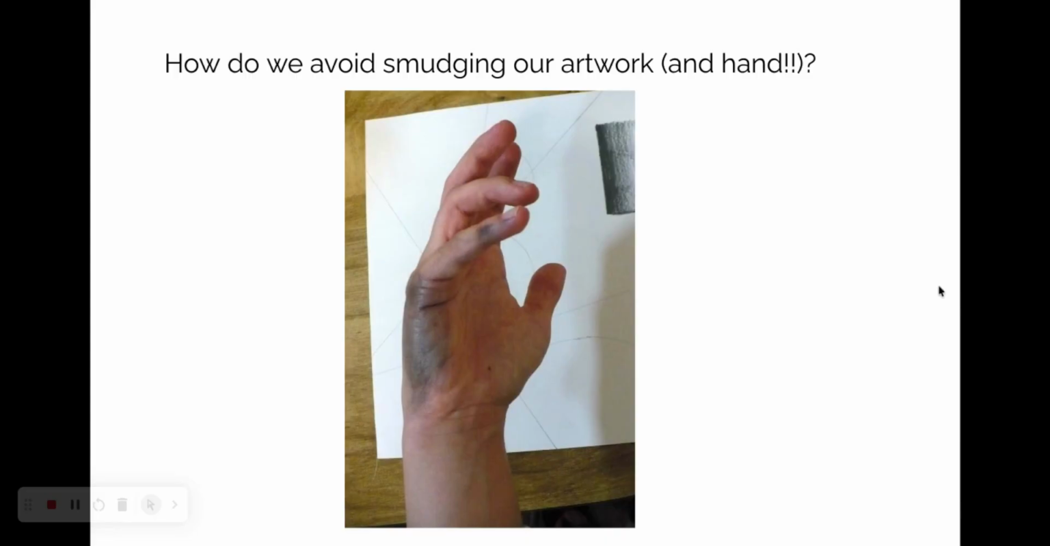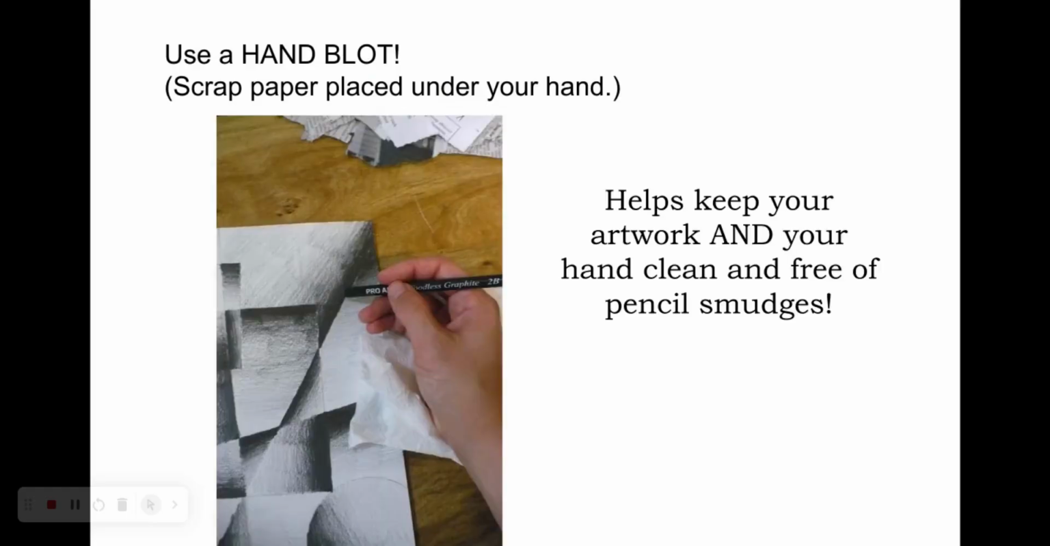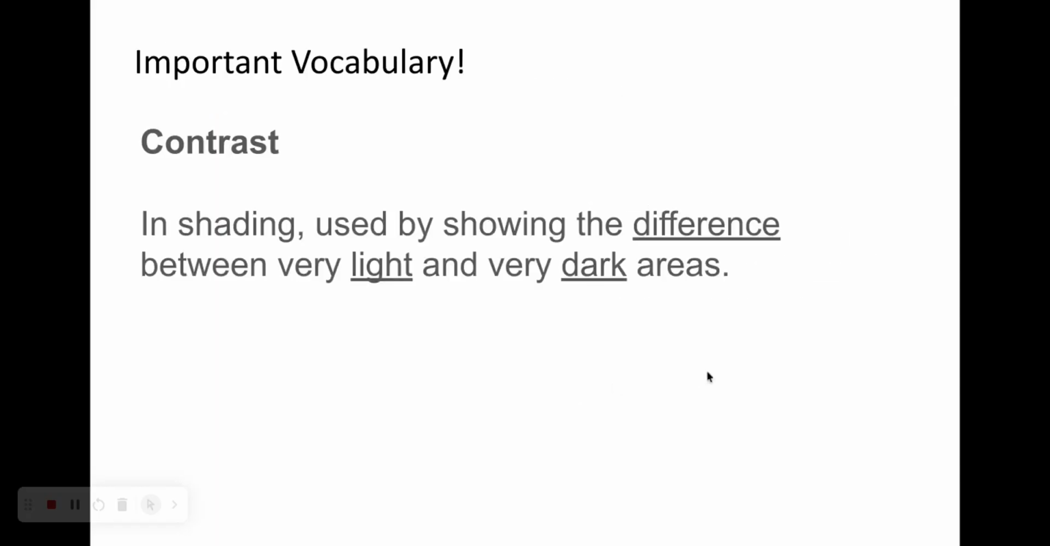Now, when you're shading, we really want to avoid smudging our artwork by accident because that makes our work look much more dirty. So we want to use a hand blot. This is a piece of scrap paper placed under your hand. Just like you see here in this photo, I'm shading this dark area. And so by using a hand blot, it helps keep the artwork and your hand clean and free of pencil smudges. That means you don't have to go back in later and try to erase all the pencil smudges.